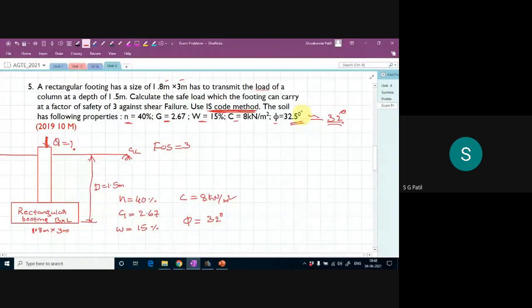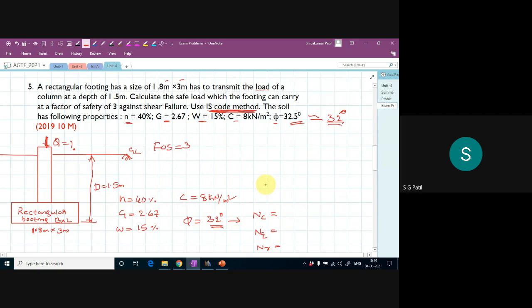Usually in civil engineering, whenever we are talking in units, with these kinds of fractions, the result should be put in whole numbers. We should not give these fractions. So I will assume phi is equal to 32 degree. For this 32 degree, I should calculate NC, NQ, N gamma.